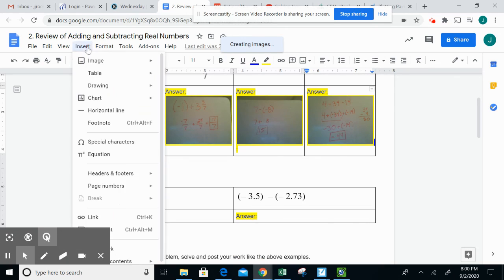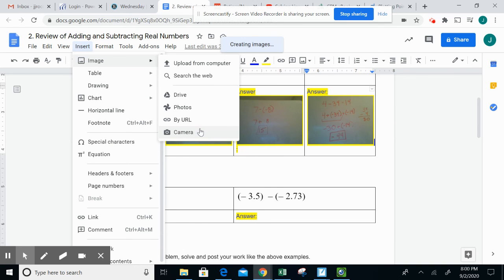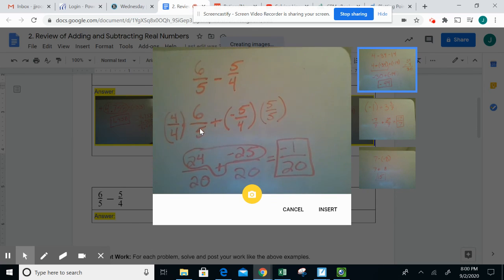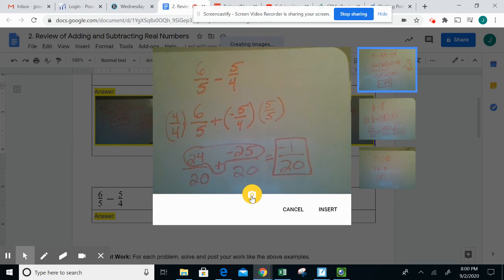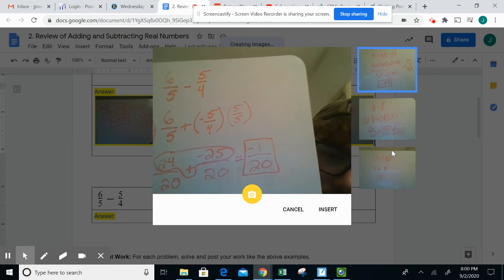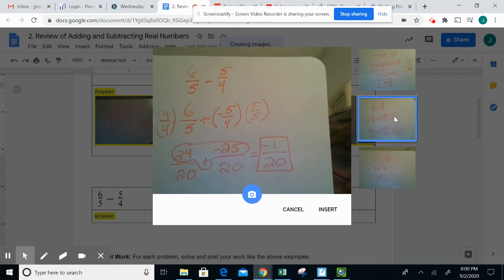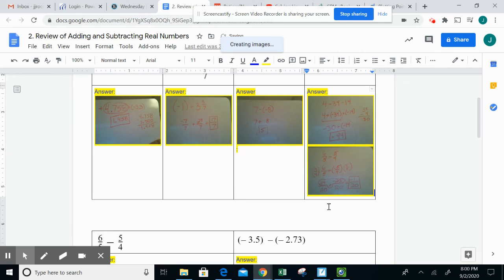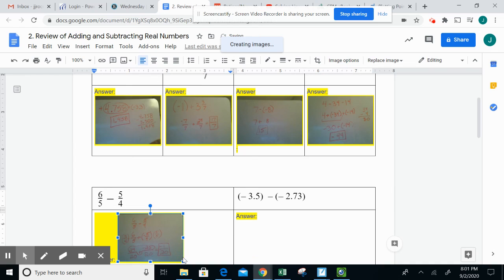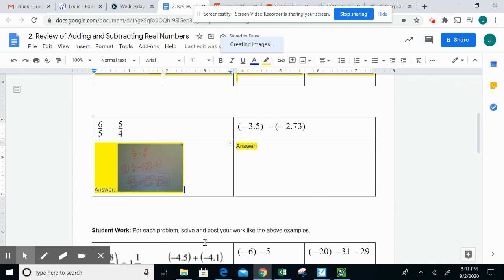Something I did want to mention here, when you insert your picture, I did want to show you this. Make sure when you take that picture, so here's the picture of this work, you'll see to the right there's a bunch of pictures once you start taking pictures. Make sure that the one that you want to post is the one that you select in blue. And I clicked in the wrong spot, so I'm going to drag it. So that might happen. You might put it in the wrong spot. There you go. I moved the picture to where it needed to be.